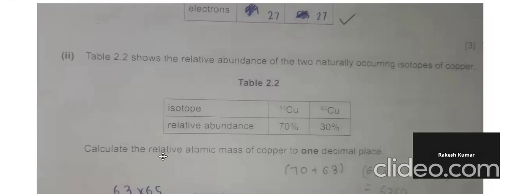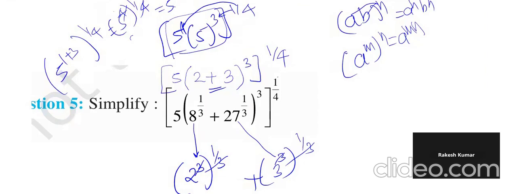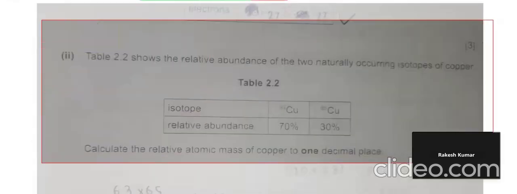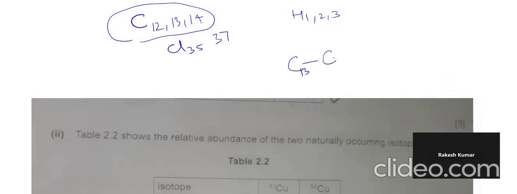So he is saying calculate the relative atomic mass of copper. One thing is clear, that he is asking you to calculate the relative atomic mass. The other thing you should notice is that many elements have isotopes. Even carbon comes in C12, C13, C14, hydrogen 1, 2, 3, chlorine 35, 37, even bromine comes in many isotopes. Sometimes inside a molecule, one carbon atom will be C13, one will be C12.